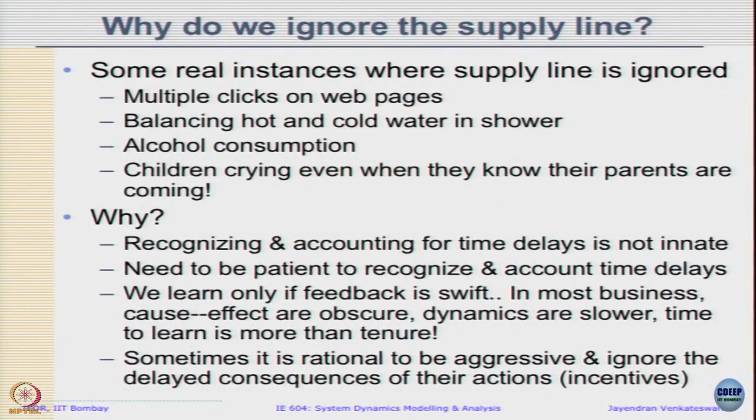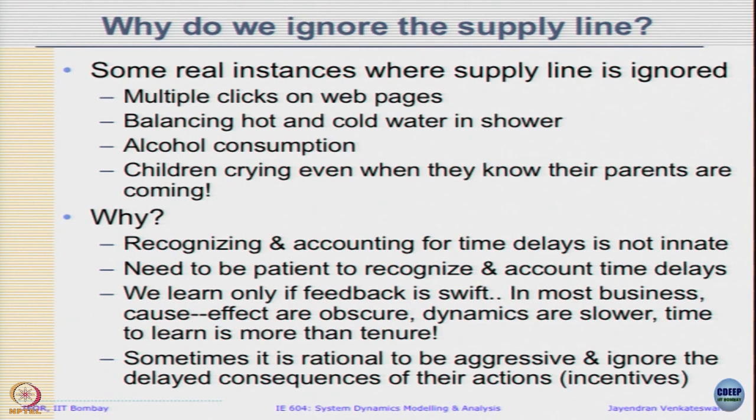We learn only if the feedback is swift. In most businesses, cause and effect is obscure. And supply changes need not only be caused by you, right? There will be so many other retailers ordering, so many other manufacturers supplying. So all those things are also going to affect it, which obscures your cause and effect scenario.